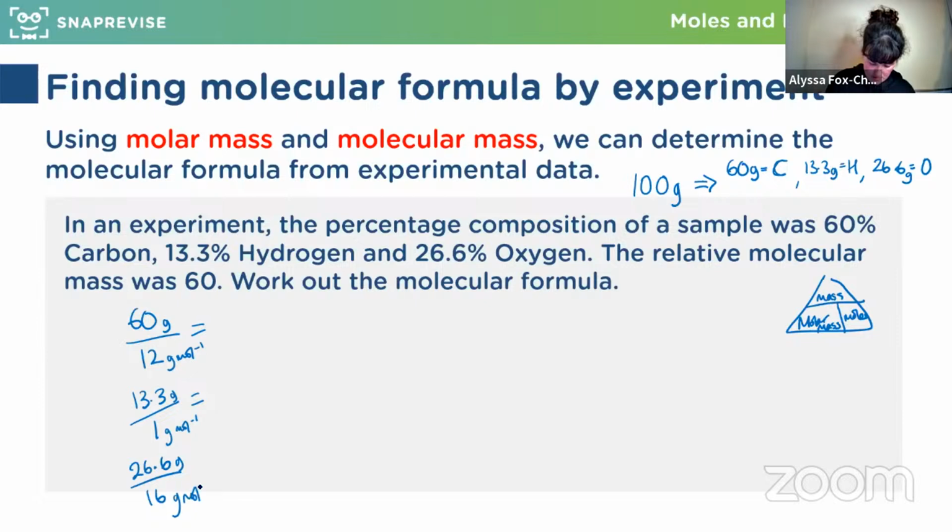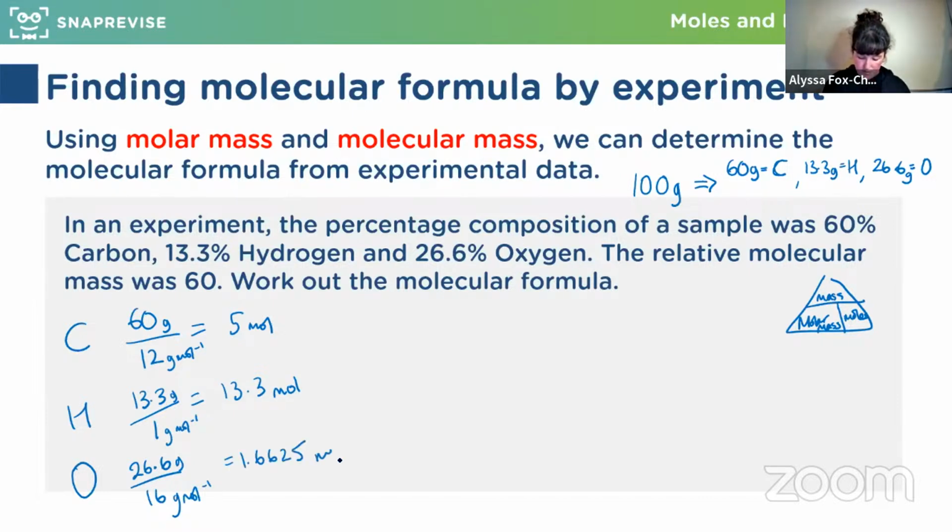Grams per mole. So that's carbon, that's hydrogen, that's oxygen. So I've got 5 moles of carbon to every 13.3 moles of hydrogen to every 1.6625 moles of oxygen.